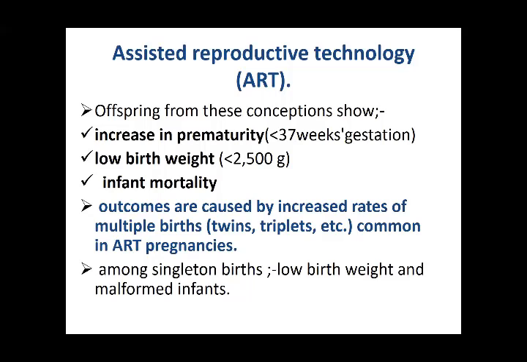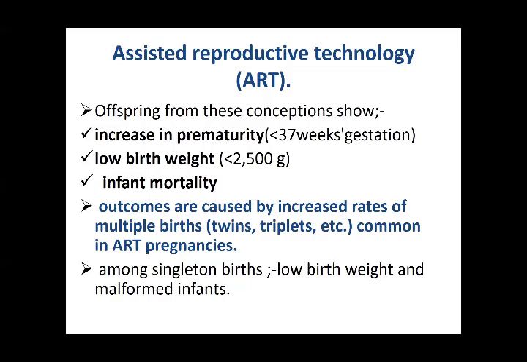Premature babies are smaller in size, and motility is a concern because the sperms are all artificially maneuvered. Outcomes are also affected by increased rates of multiple births. As I told you before, twins and triplets are common in ART pregnancies, because when you artificially stimulate the ovulation process or the production of follicles, more than one starts to produce at one time, so you can have multiple births.